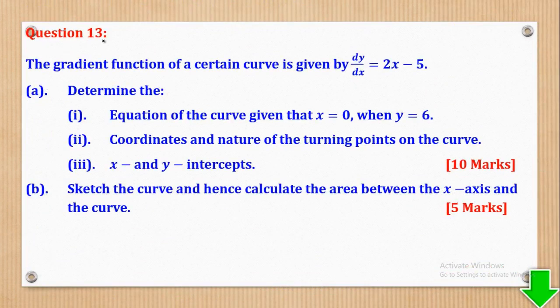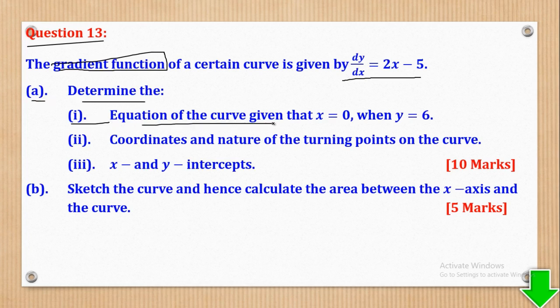Now we shall go to question 13, which says the gradient function of a certain curve is dy dx equal to 2x minus 5. Part A, determine Roman 1 the equation of the curve given that x equal to 0 when y is 6. Then Roman 2, the coordinates and nature of the turning points on the curve. Then Roman 3, x and y intercepts. Then part B, sketch the curve and hence calculate the area between the x-axis and the curve.